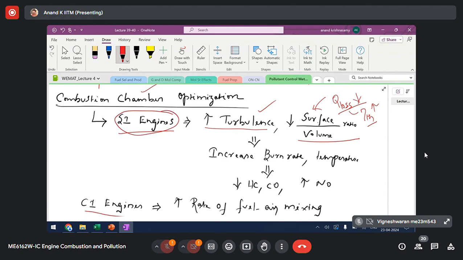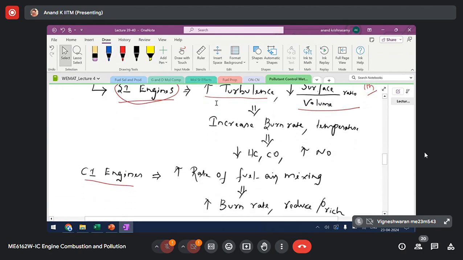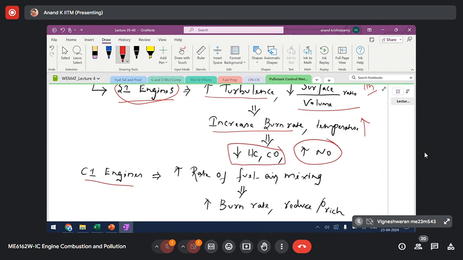Now we are looking at how it affects the pollutants, primary pollutants. In SI, you have HC, CO, and NO, and this is the effect. When turbulence is increased, burn rate is high. Higher burn rate, higher will be the temperature. So NO will increase. Higher temperature helps in better oxidizing HC and CO, so HC and CO levels will come down. This is the effect of combustion chamber optimization in SI engine. It will lead to high NO, very less HC and CO.